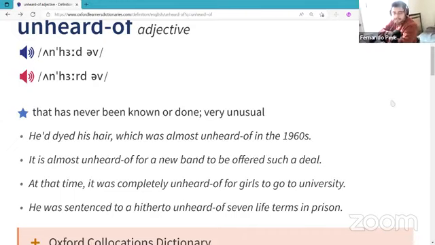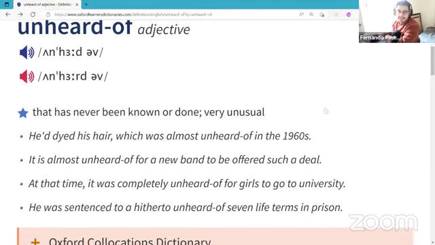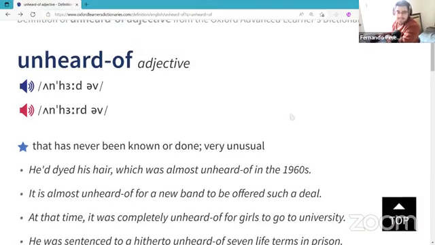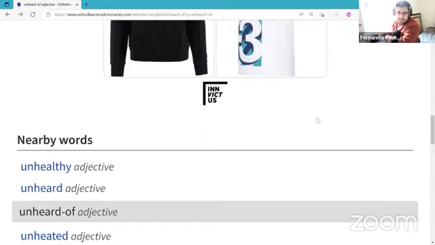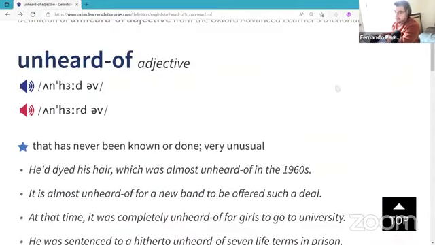What do you understand by the word unheard of? It is something very strange, maybe the first time that it happens. Good, right. This is a pretty advanced word. There is no level indicated here, but this word is very common in native English, very native English.